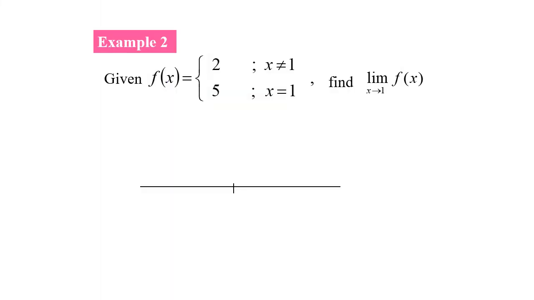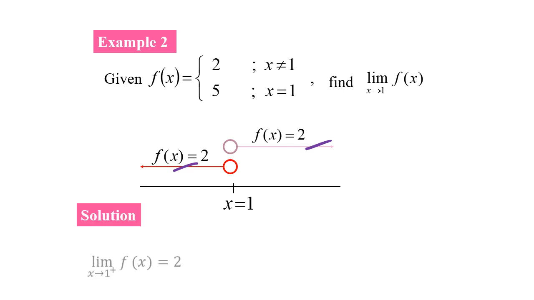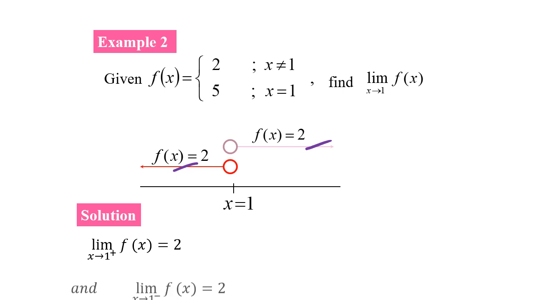So the next example, given f(x) equal to 2 for x not equal to 1 and 5 for x equal to 1. If we sketch on the number line, the function for x not equal to 1 means that it is from the right and the left side of 1, so it is equal to 2. Okay, so we have 2 here and 2 here. And then for x equal to 1, the function is equal to 5. Exactly at 1, the function is equal to 5.